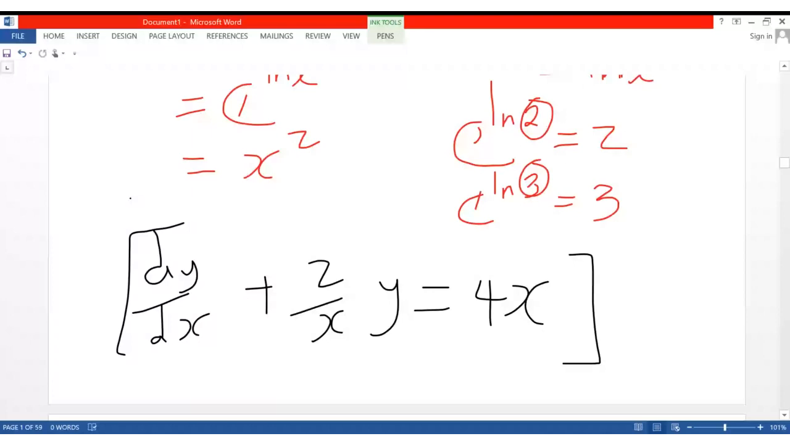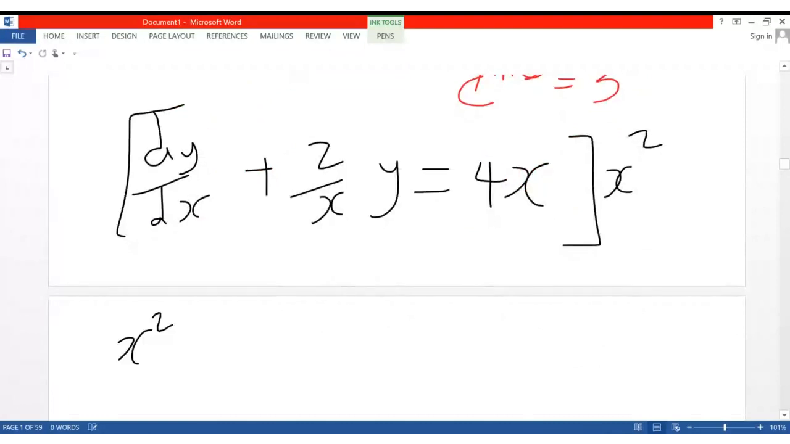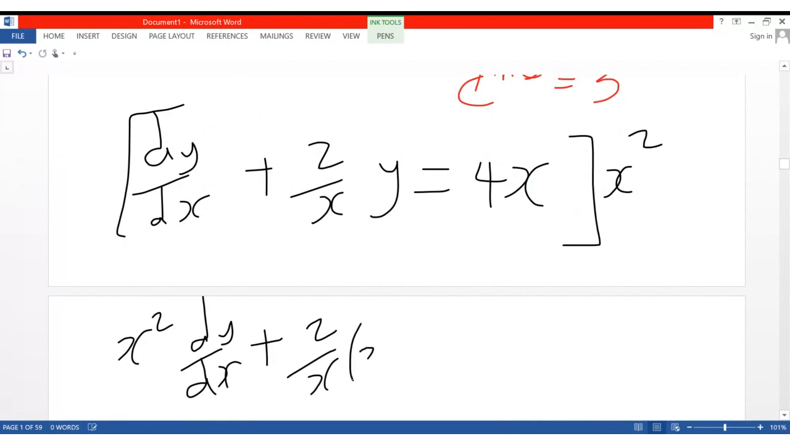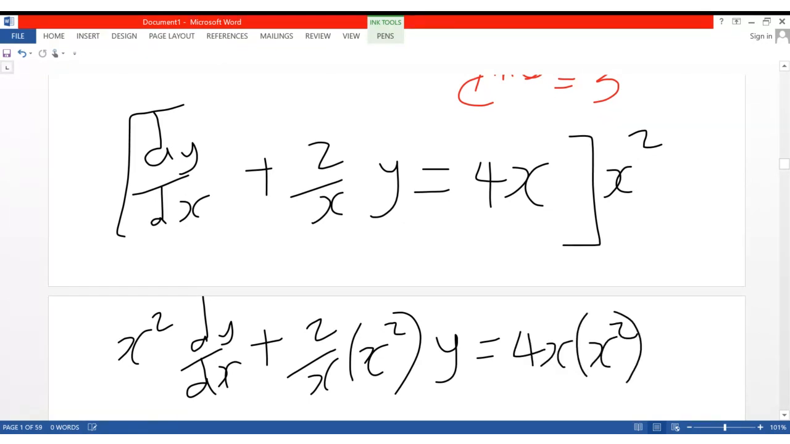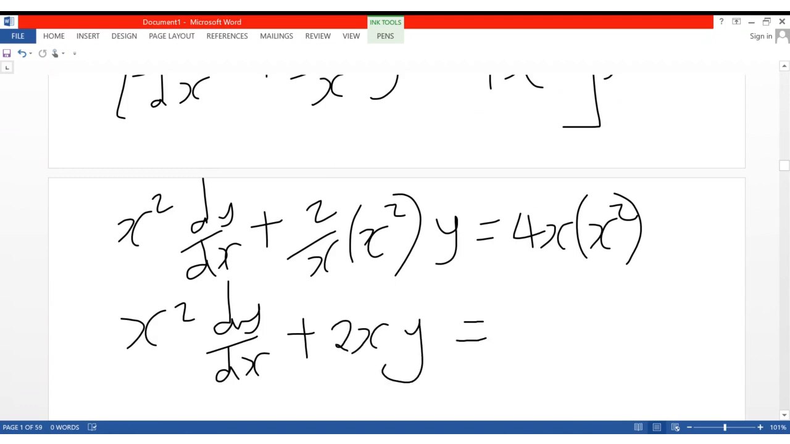So I multiply. The first one, what I'll get if I multiply, is x squared dy dx plus, the other one, I'll jump some steps because this one I can easily simplify, y is equal to 4x times x squared. Let me open up and see what I'm getting. So I'm getting x squared dy dx plus, when you simplify this one, you get 2x y. This one you get 4x to power 3.